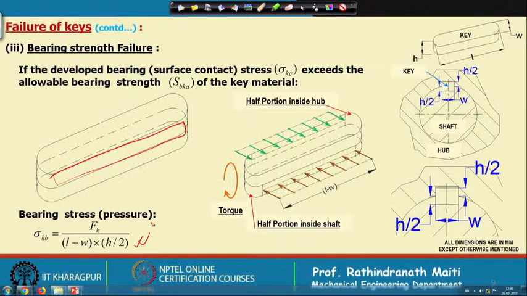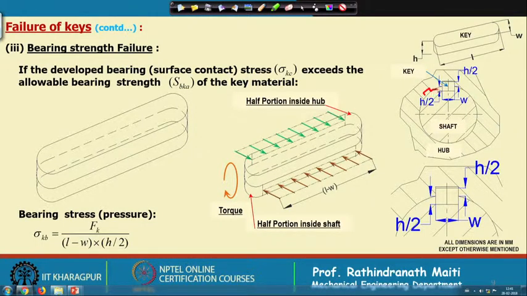Two keys we can put at 180 degrees or side by side. Side by side means on the shaft it can be put like this. Sometimes it is used like this, but these are very rare. So, it is better to use only a single key, or else we should go for a spline. If you have an idea about the spline, splines are like that.